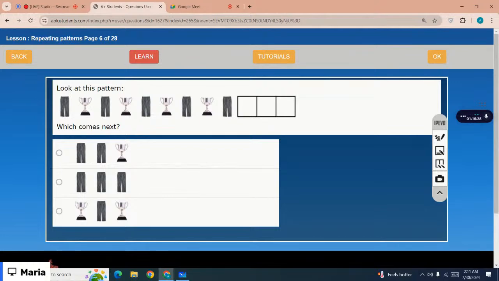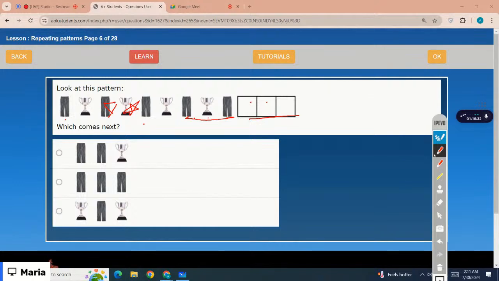3 is the correct option. You have a trophy, then again the pen. If you look at this pattern, that is pen and trophy, pen and trophy. So option number 3 is the correct option.